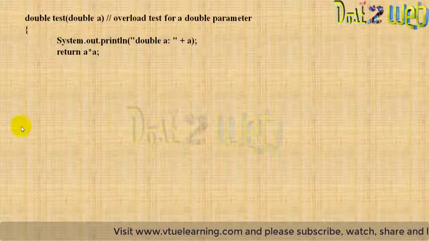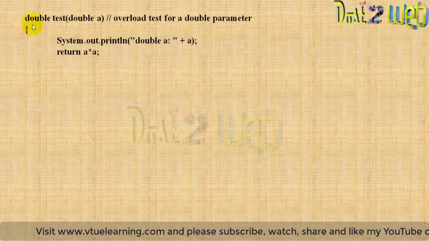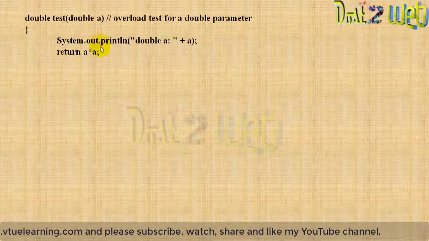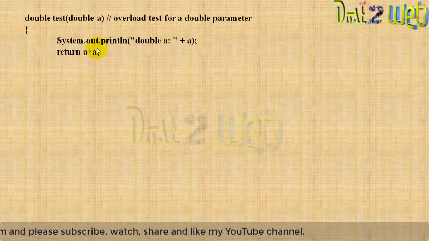Now we are going to create another method. What is the method? double test. So far I have declared a method with no parameter, and now I am creating one with double. The method name is the same, but the argument is now double a. In the same way you print a. Then, because you have used a return statement here, you are going to return and print a square.